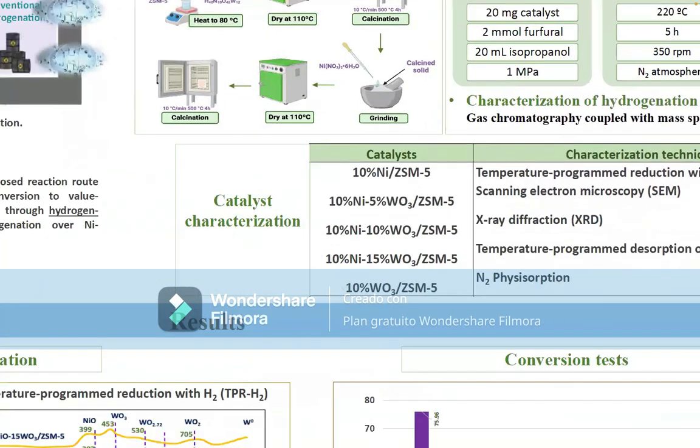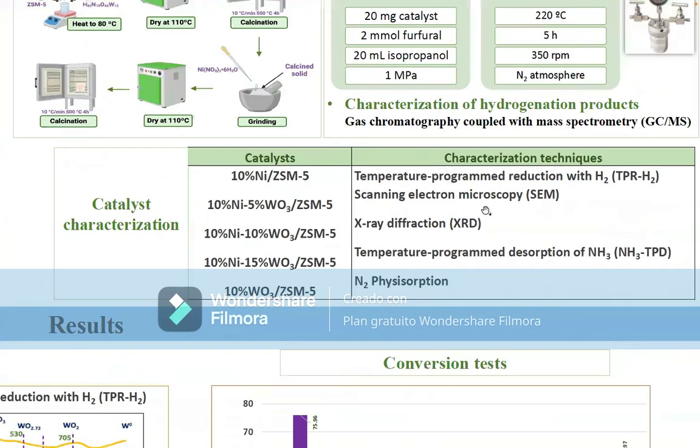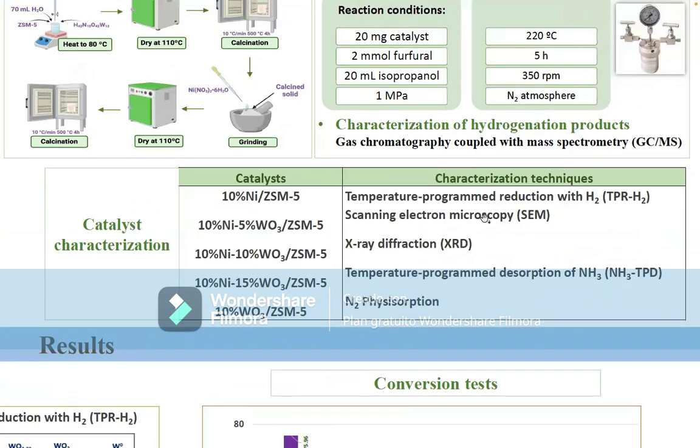Characterization. The materials were characterized using the following techniques: temperature programmed reduction with H2, TPR-H2, scanning electron microscopy, SEM, X-ray diffraction, XRD, temperature programmed desorption of NH3, NH3-TPD, and N2 physisorption.